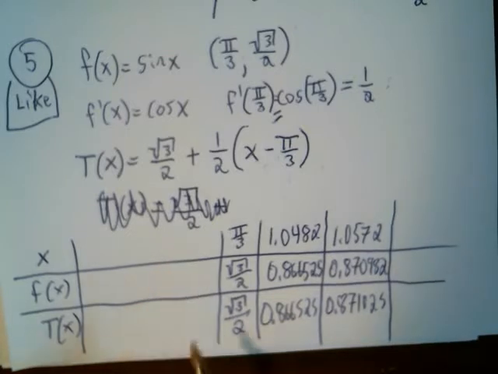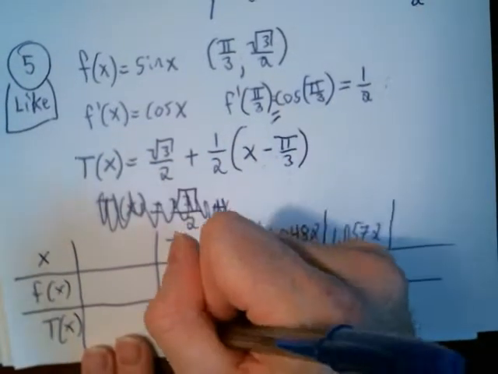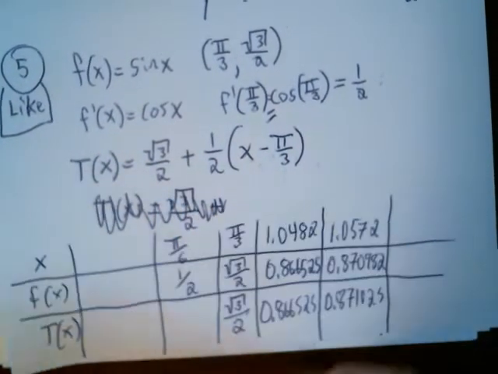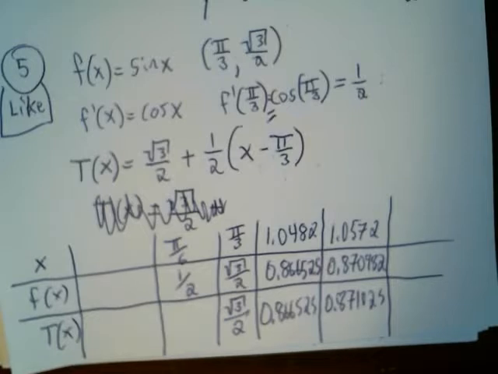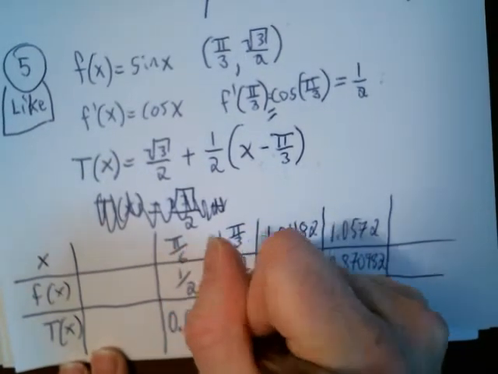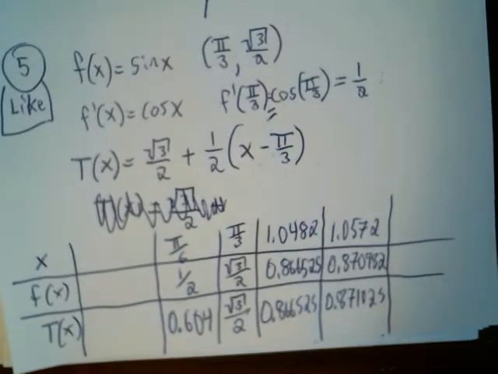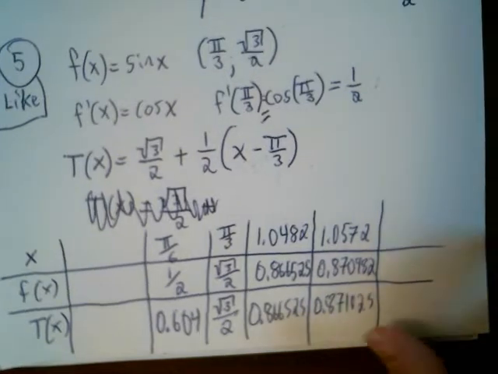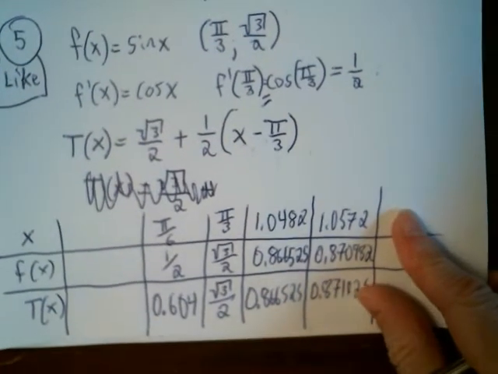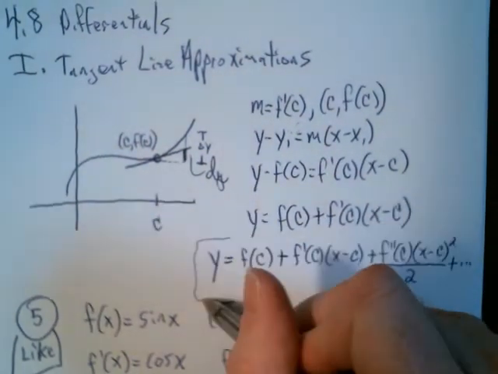So let's try pi over 6 and see what happens. So sine of pi over 6, of course, is 1/2. Let's get the tangent line at that point. And it's not bad, but it's not good either. So 0.604 for our approximation there. And that's, no, that's not going to be good enough. Only horseshoes and hand grenades, right? That'll be nice. So anyways, there's that idea. We're going to explore it a lot more in Calc 2.